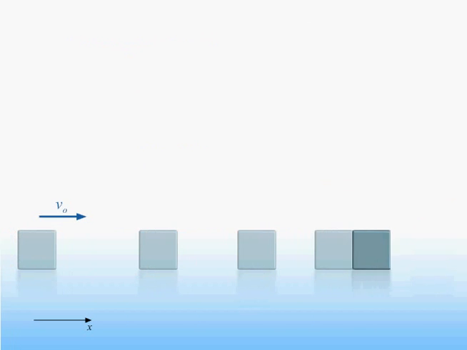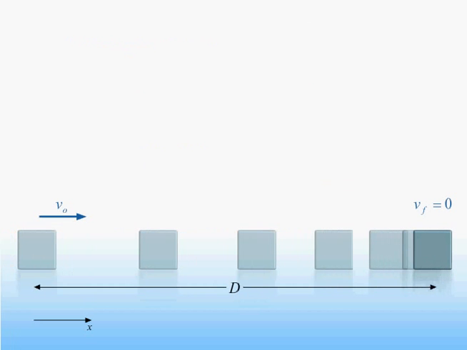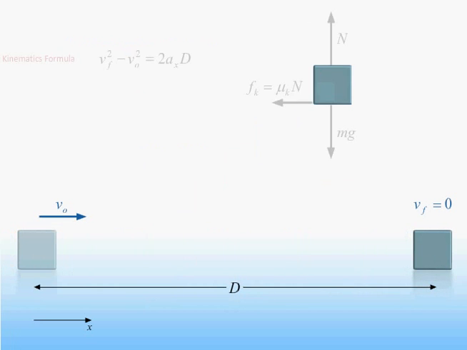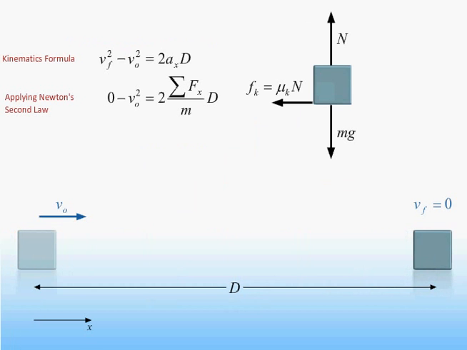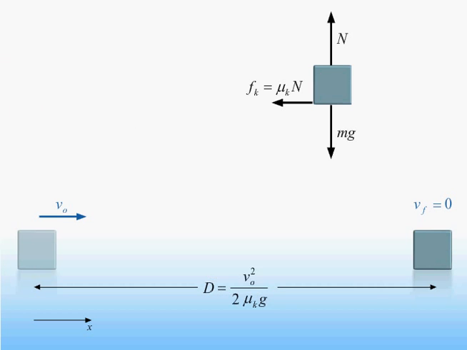Here we see a box with an initial velocity v0 skidding across the floor, coming to rest a distance d from its initial position. We can calculate this distance directly using Newton's second law, since the motion is one of constant acceleration equal to minus the product of the coefficient of kinetic friction and g. We can also calculate this distance using the work kinetic energy theorem by setting the change in kinetic energy, minus 1/2 m v0 squared, equal to the macroscopic work done by kinetic friction, minus mu sub k m g d.